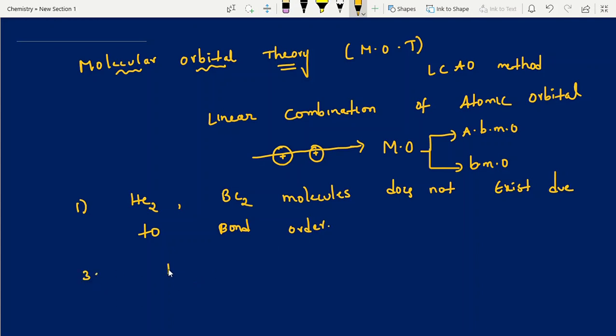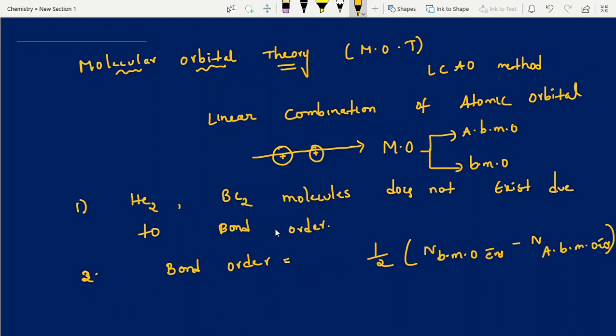We are going to find out the bond order. What is the bond order formula? Half into the number of bonding molecular orbital electrons minus the number of anti-bonding molecular orbital electrons. Like that we generally take bond order for theory concept type. But no need, this formula also is not needed. We have another shortcut I can show now.